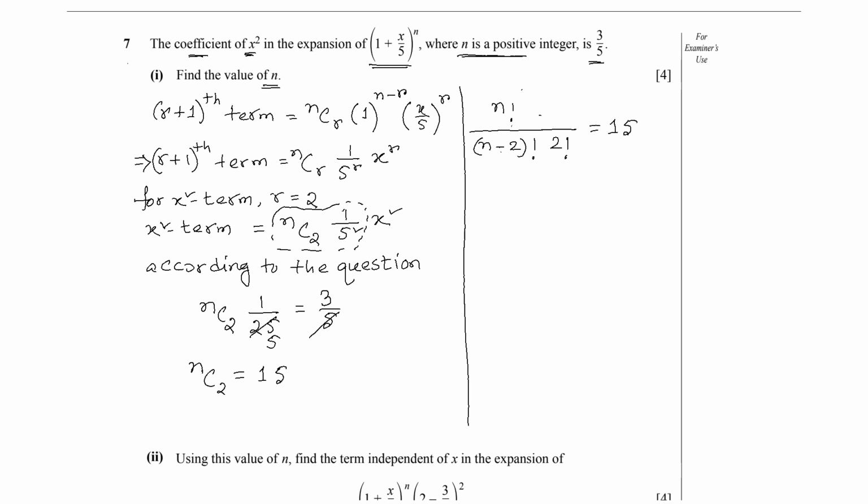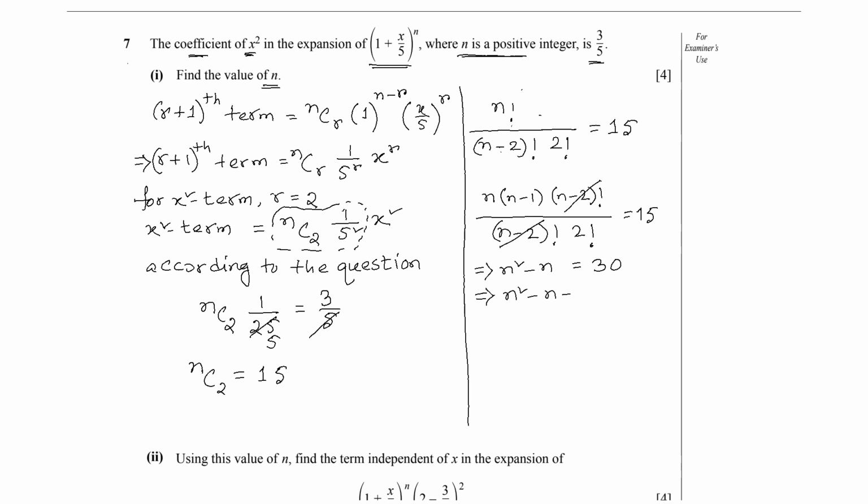Now in the numerator, this factorial n can be expanded as n times n minus 1 times (n minus 2) factorial, and in our denominator we have (n minus 2) factorial times 2 factorial, which is equal to 15. Now from the numerator and denominator, this n minus 2 factorial and n minus 2 factorial get crossed out. Now we have n squared minus n, which is equal to 30. So now we can write n squared minus n minus 30 is equal to 0.